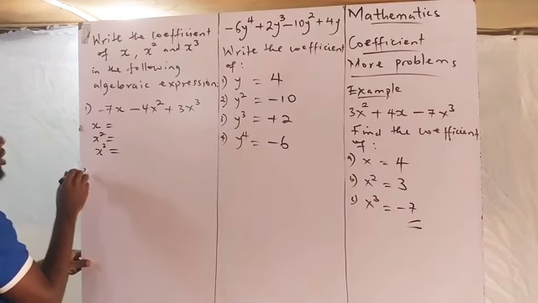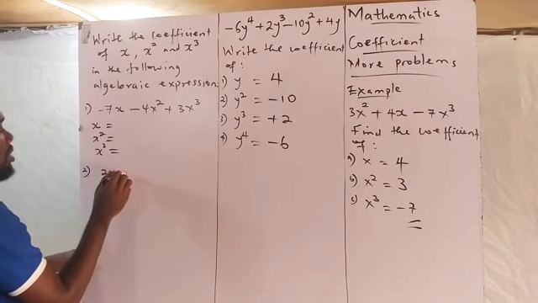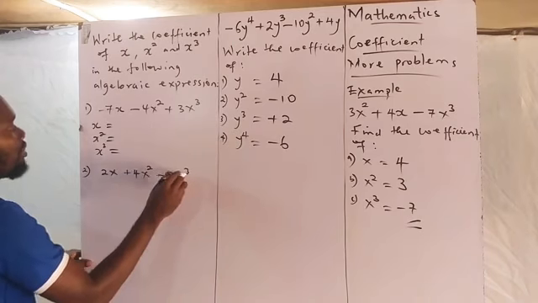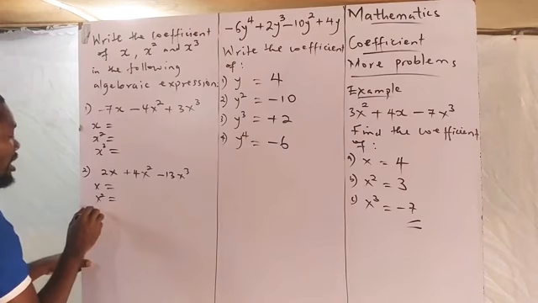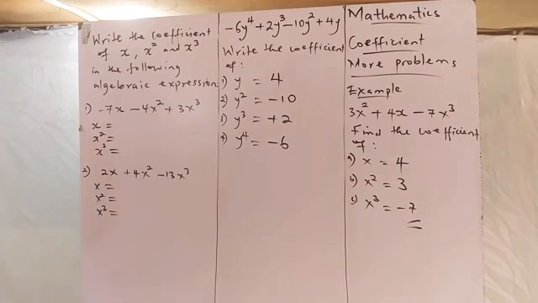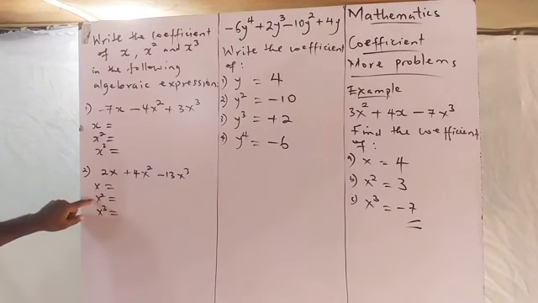Number 2 is 2x plus 4x squared minus 13x raised to power 3. So your x, put your answer. Your x squared, put your answer. Your x raised to power 3, put your answer. So put your answers for each of the numbers: the coefficient of x, that of x raised to power 2, and that of x raised to power 3, then the same for the second number.